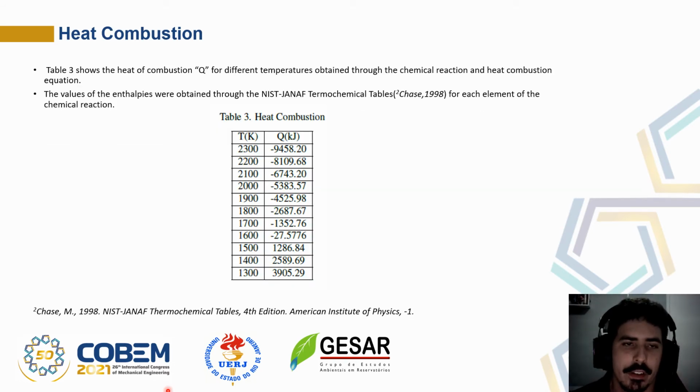Table 3 shows the heat of combustion for different temperatures obtained through the chemical reaction and the heat of combustion equation. The values of enthalpies were obtained through the NIST-JANAF thermochemical tables for each element of the chemical reaction. And we can note that at 1600 the heat approaches zero, and that's approximately the adiabatic flame temperature. After that the chemical reaction will become endothermic, and that's not the case of the problem, because it's exothermic.